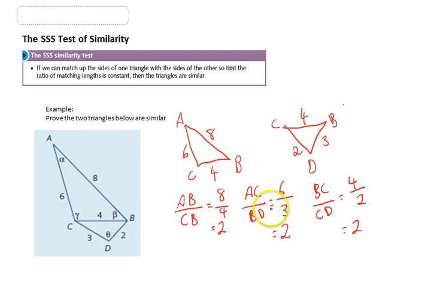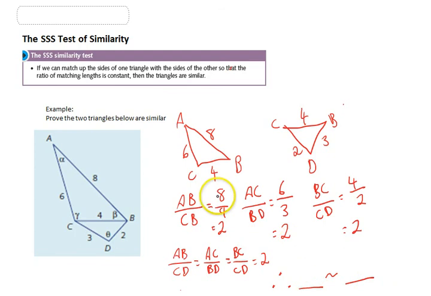Now that we've done all of that maths, we can say that AB over CB equals AC over BD, which equals BC over CD, which equals 2. And we can finish it off by saying, therefore, those two triangles are going to be similar. I'll write the names of the triangles in a second. So that the ACB triangle and the CBD triangle are similar because of SSS.